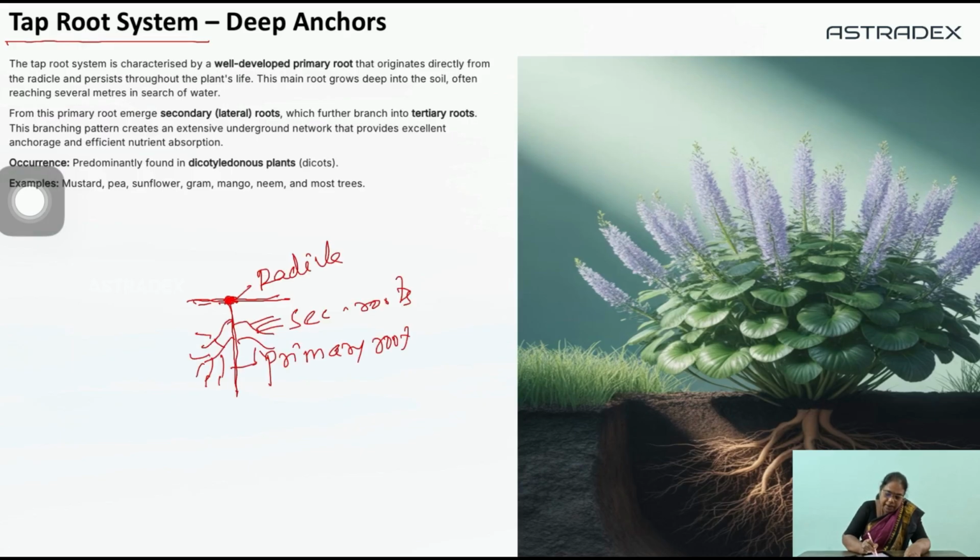Found in dicotyledon plants. Example, sunflower, Pisum sativum, that means pea plant, mango, neem, etc. The main function of taproot is that it provides excellent anchorage. Anchorage means fixation, and efficient nutrient absorption. This is taproot system.